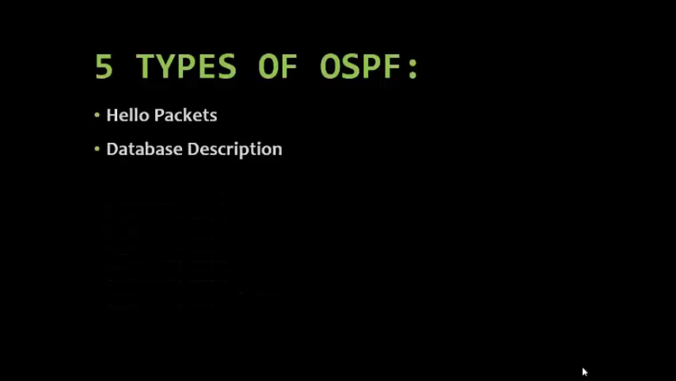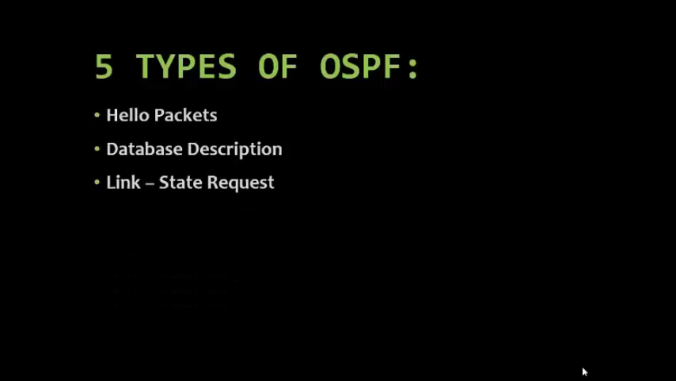Types of OSPF packets. There are 5 types of OSPF packets, and these are the following. 1. Hello packets. Hello packets are used to establish and maintain adjacency with other OSPF routers. 2. The database description. The database description packet contains an abbreviated list of the sending router's link state database and is used by receiving routers to check against the local link state database.